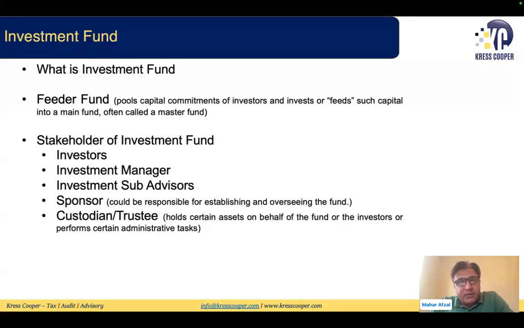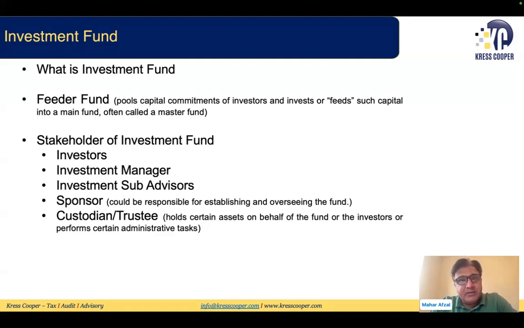Stakeholders of an investment fund. What are the stakeholders? What are the parties that are directly related to the investment fund? These parties are the investors and the investment manager. Investors are the people who are investing the money. Investment managers are the people or companies who are managing the funds.